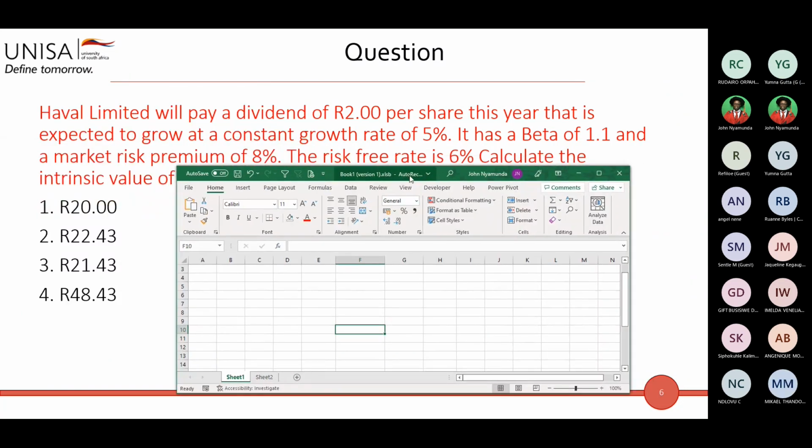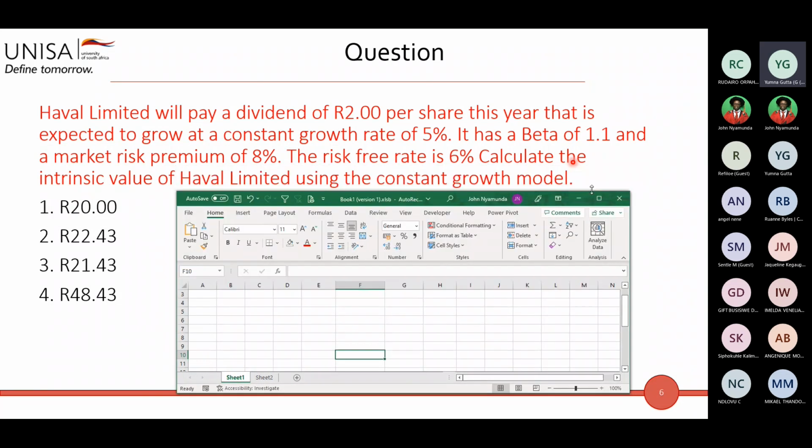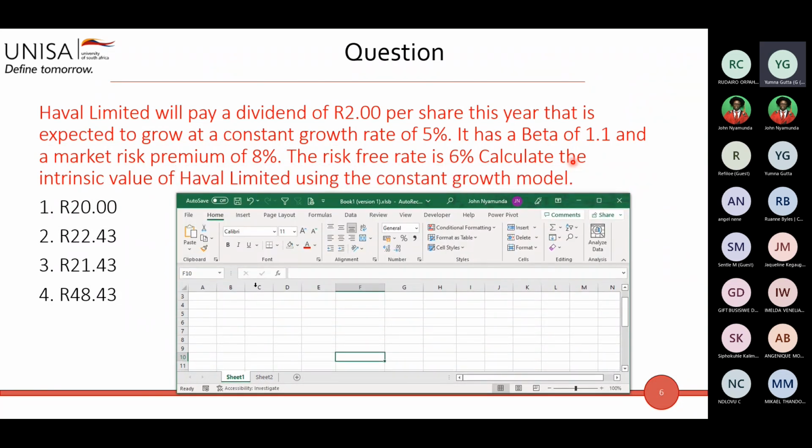Okay, there it is, my not so favorite program. So we are using the capital asset pricing model first, to determine the required rate of return. What's our risk-free rate? It's 6, plus beta times our market risk premium. The market risk premium is 8%. It's calculated already.